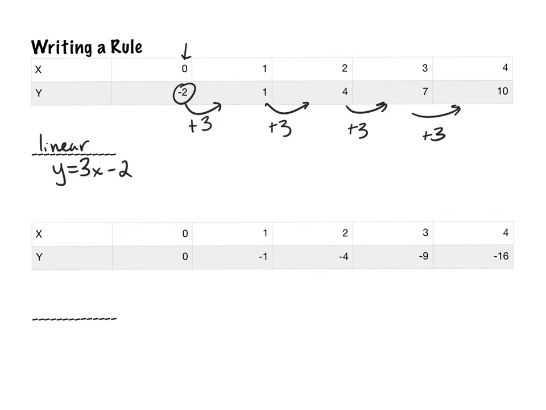All right, so now if I look at this next one, 0 to negative 1, negative 1. Negative 1 to negative 4, negative 3. Negative 4 to negative 9, negative 5. And negative 9 to negative 16? Would that be like 7? Yeah. Okay, so what kind of function do I have? Nonlinear.